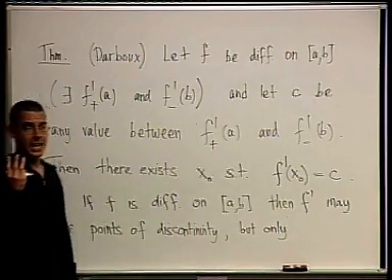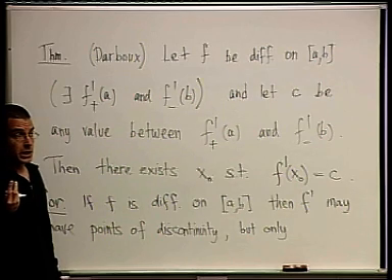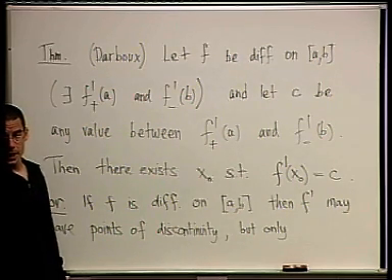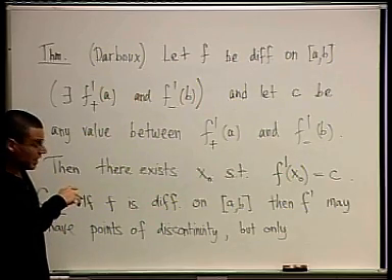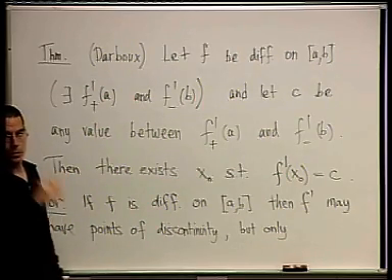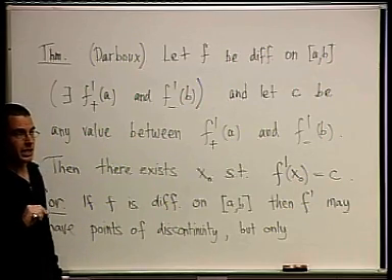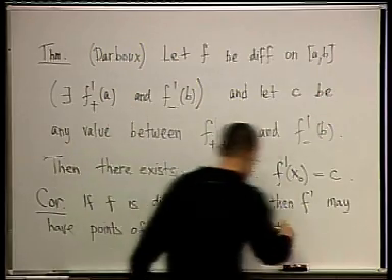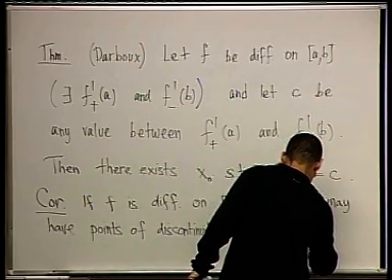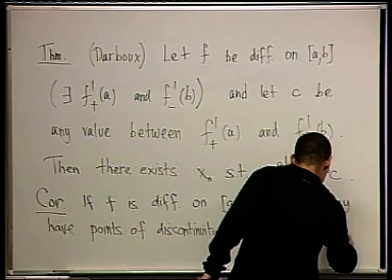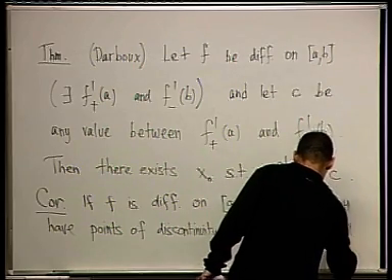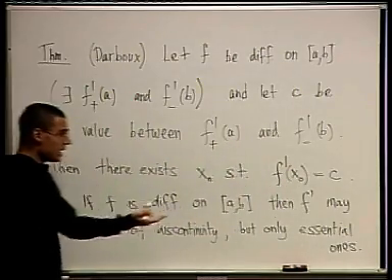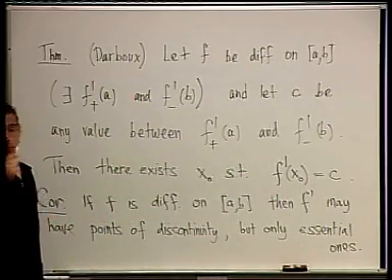remember, we had three kinds of points of discontinuity. We had jumps, we had removables, and we had essential or oscillating or infinite. We had various names for this third kind, okay? But only essential ones. So a derivative can never have a jump discontinuity.